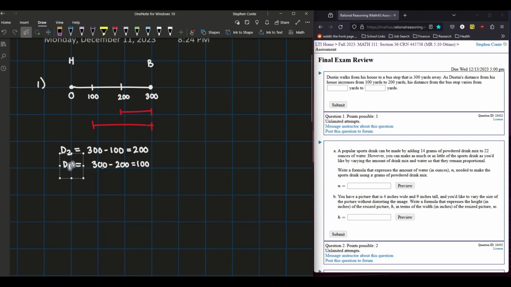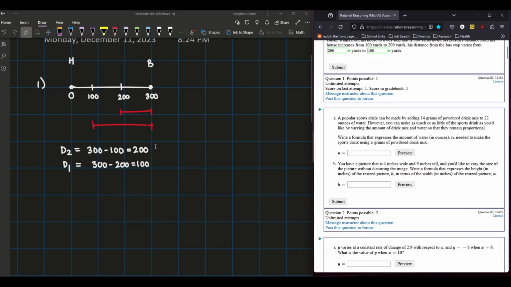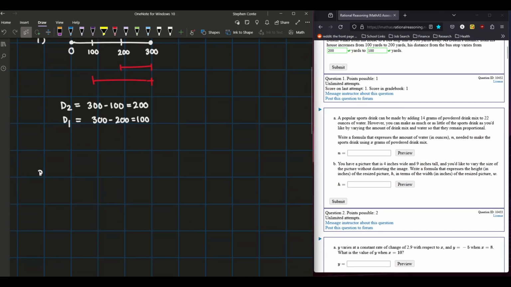Let's not put this as defined. Let's just leave it as D1. So that means that when he is 100 yards from his house, so when he's here, he is 200 yards away from the bus stop. And when he's 200 yards from his house, he's 100 yards away from the bus stop. Right? Nice.